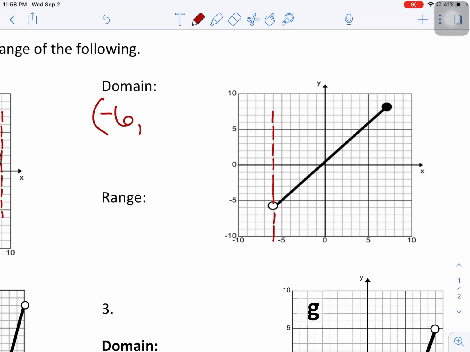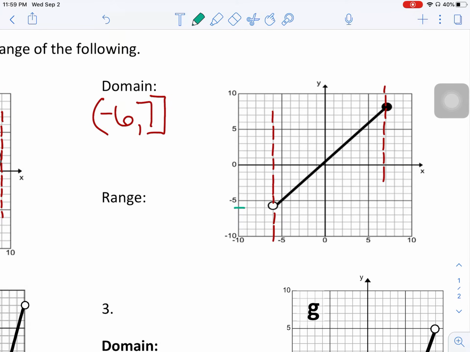Farthest right, we've got this huge dot there, but it's still just a dot. To recognize the location here, that would be the x value of 7. Closed circle at this end of the line segment means that we actually do use the value of 7, and so we're going to use brackets there. Okay, so that's domain. Let's talk range.